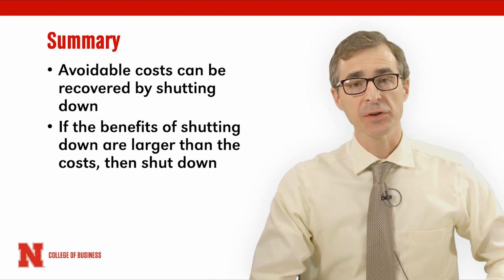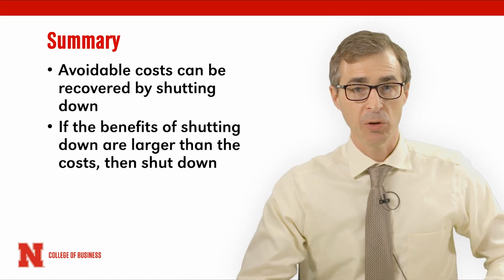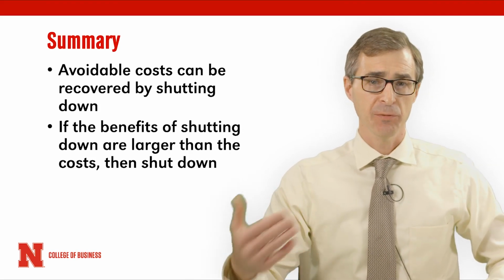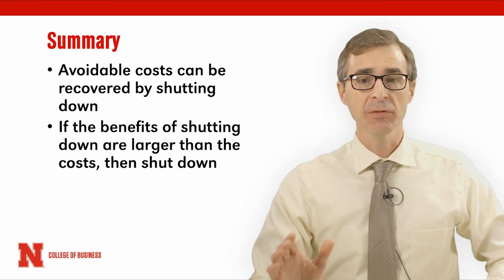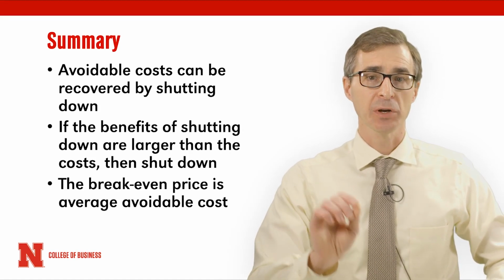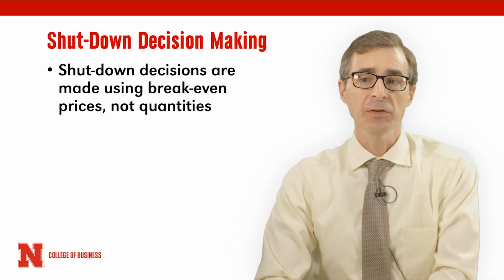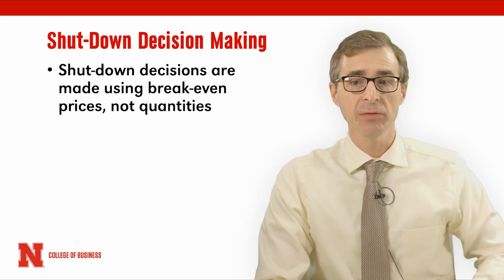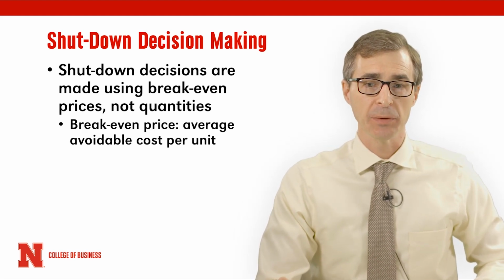What are the benefits of shutting down? The benefits of shutting down are that you recover some avoidable costs. What are the costs of shutting down? The costs of shutting down are the foregone revenue on the products not sold. And so the break-even price is the average avoidable cost per unit. So shutdown decisions are made using break-even prices rather than quantities. The break-even price, again, is the average avoidable cost per unit.